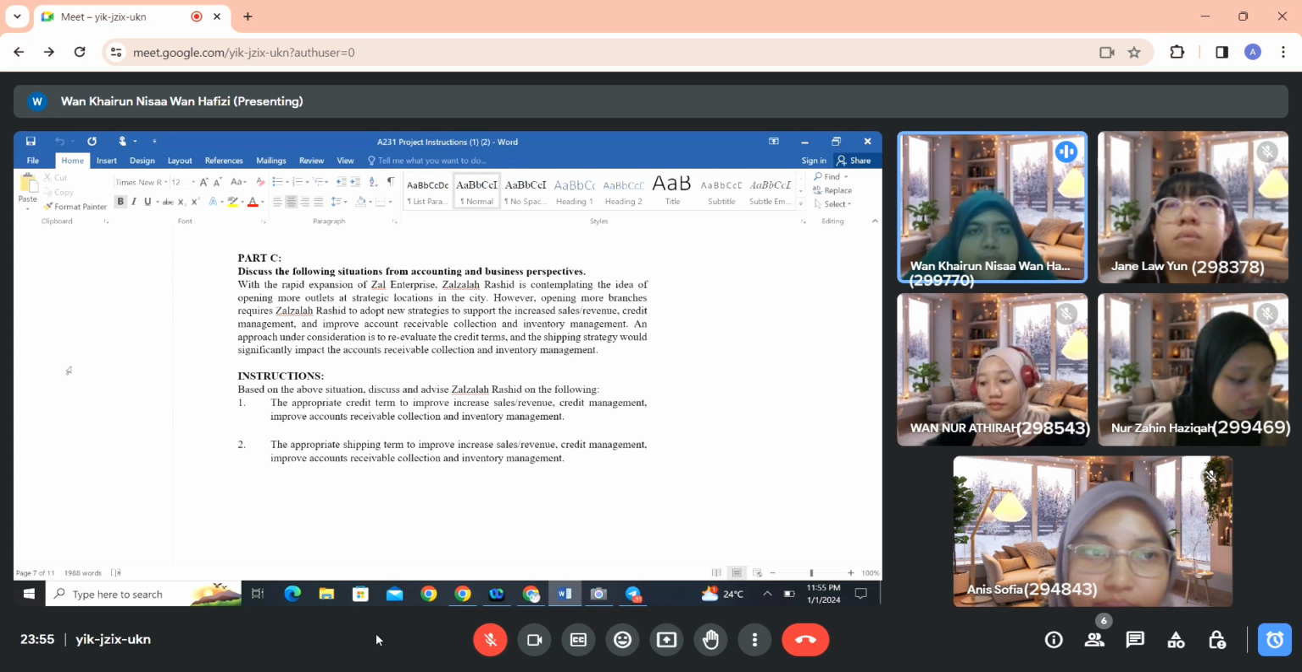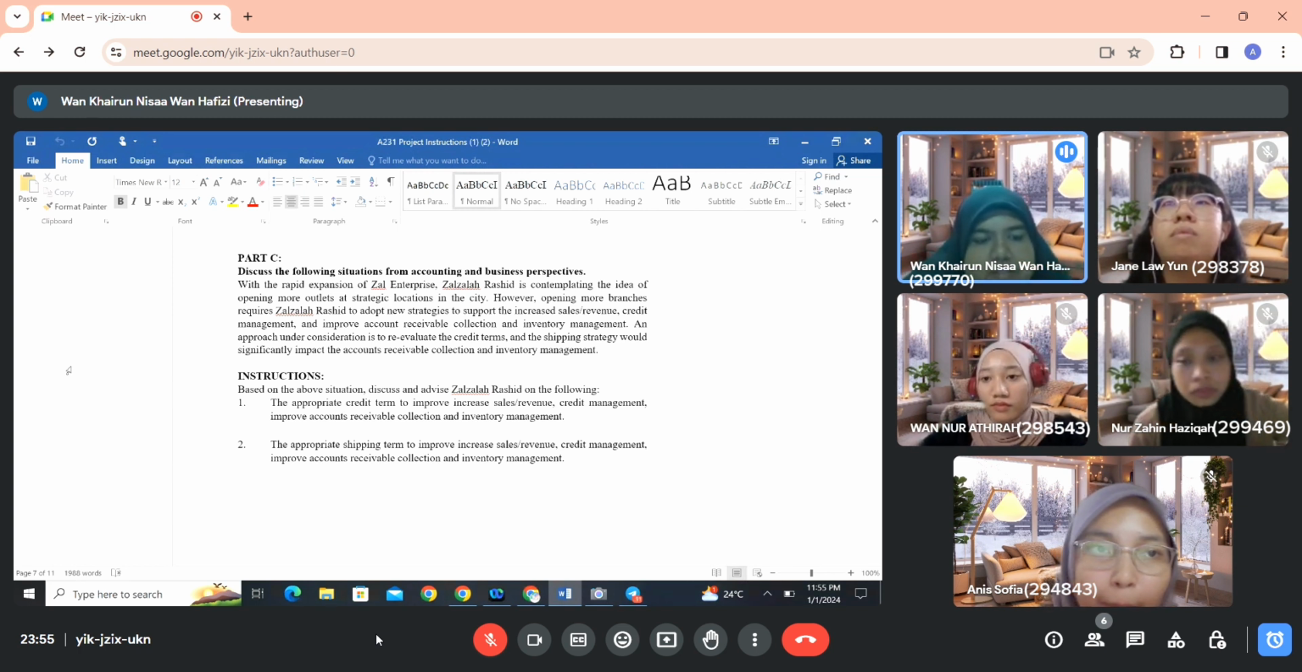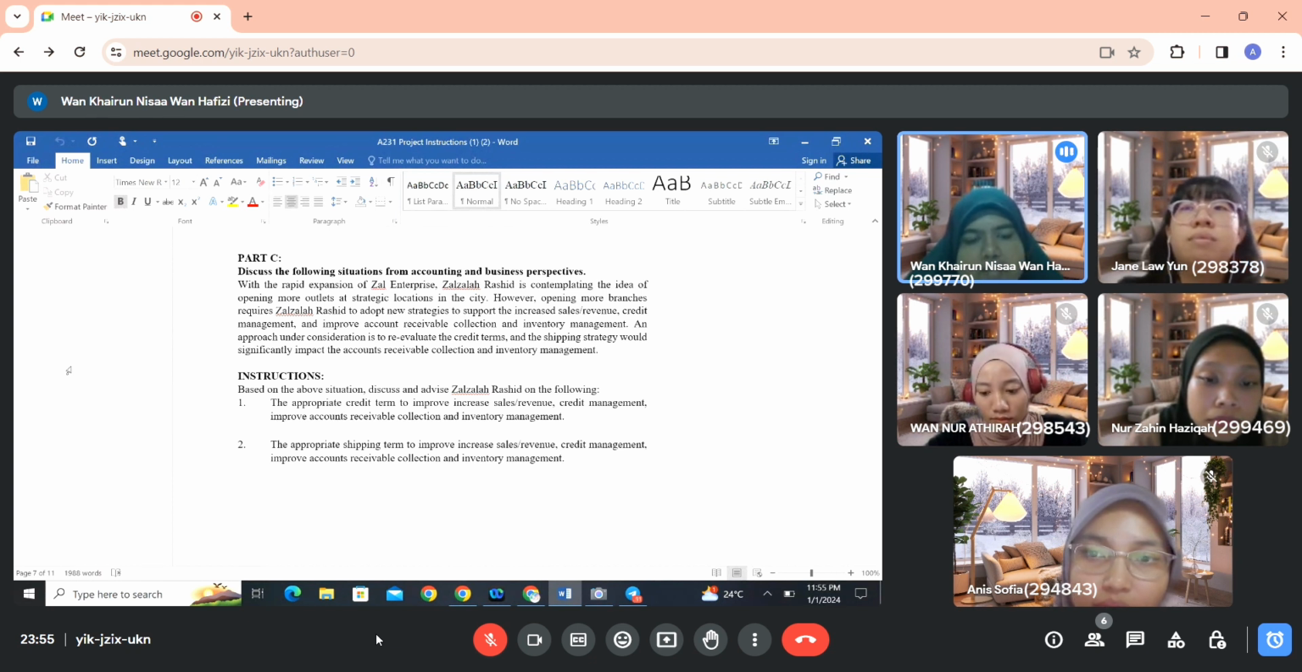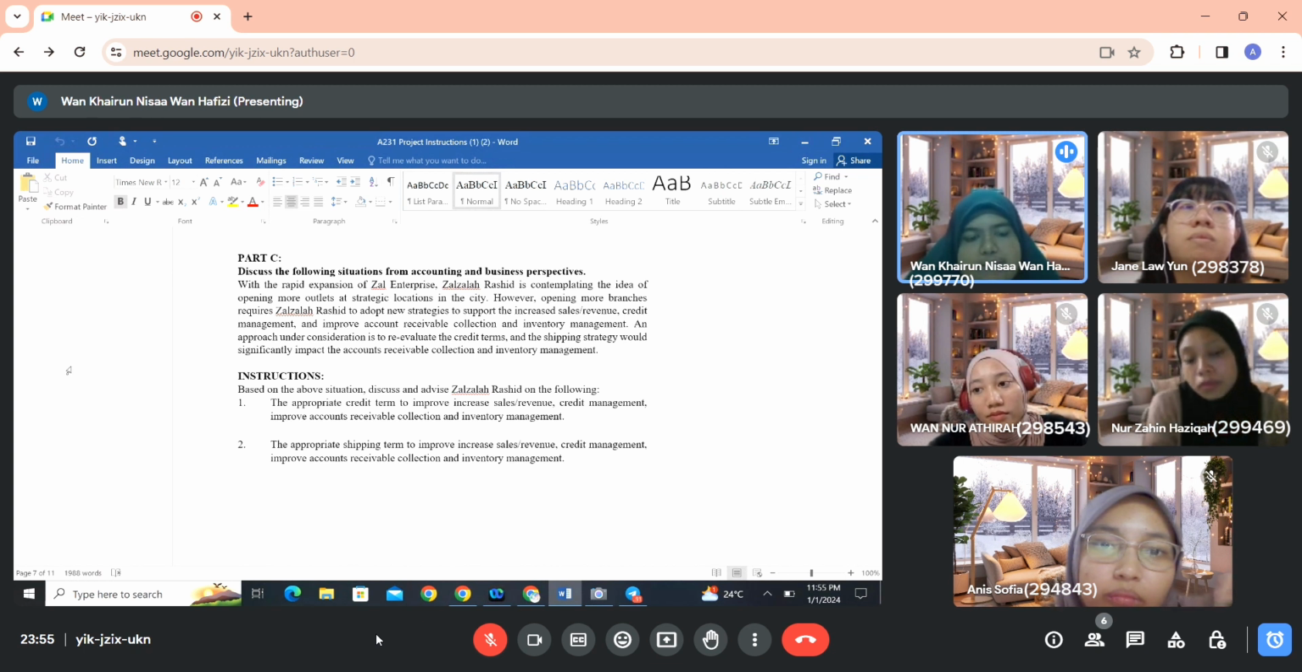Next, we move to part C. Discuss the following situation from accounting and business perspective. With the rapid expansion of Zal Enterprise, Zalzalah Rashid is contemplating opening more outlets in strategic locations in the city. However, opening more branches requires her to adopt new strategies to support the increased sales or revenue, credit management and improved account receivable collection, and inventory management. An approach under consideration is to regulate the credit terms and the shipping strategy, which would significantly impact account receivable collection and inventory management.